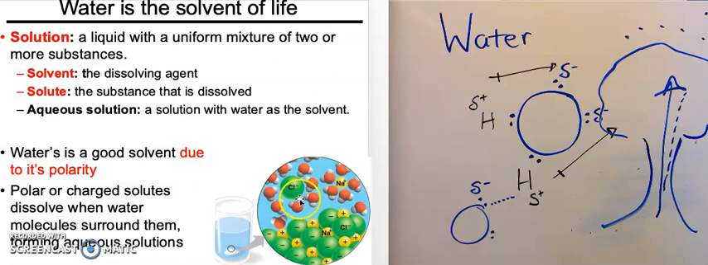So if we make a saltwater solution, the positive sides of water surround the negative ions, and the negative sides of water surround the positive ions. This wrapping around these ions is called solvating it. It's making it into a solution with the solvent. And water can do that because it's polar.